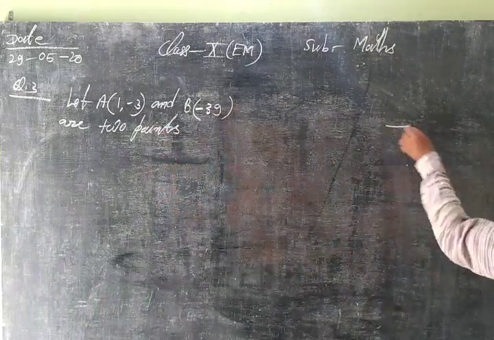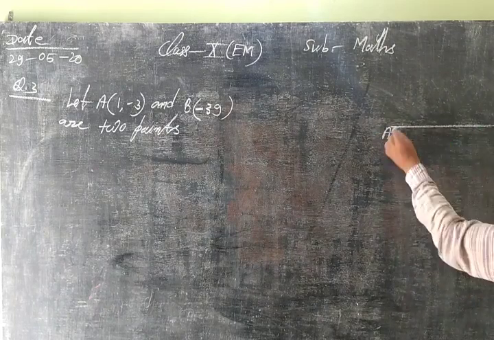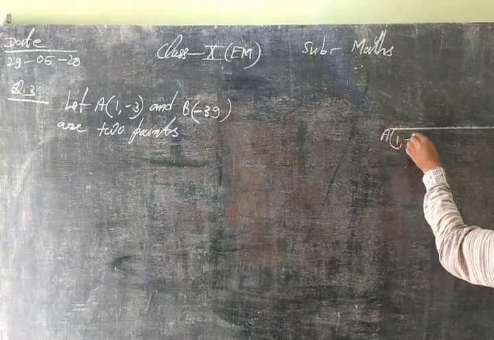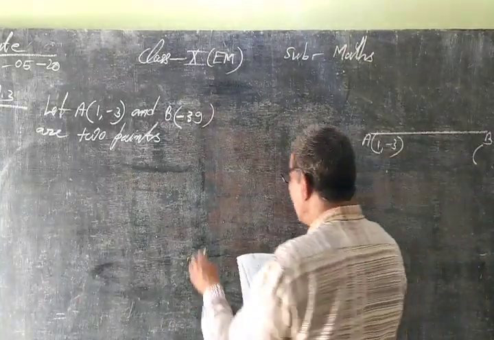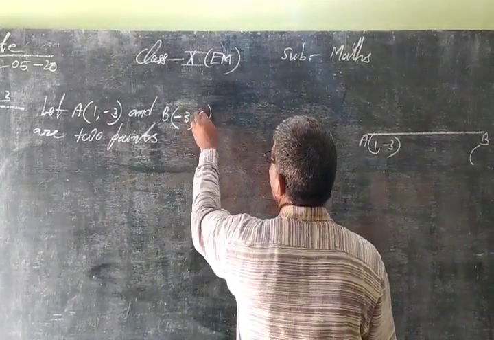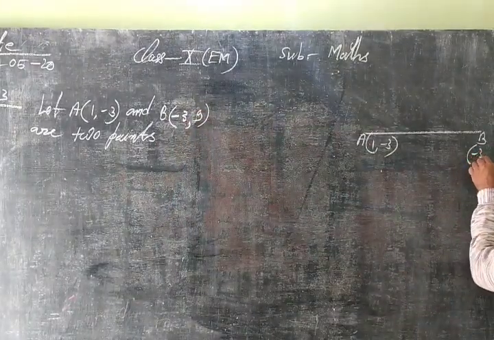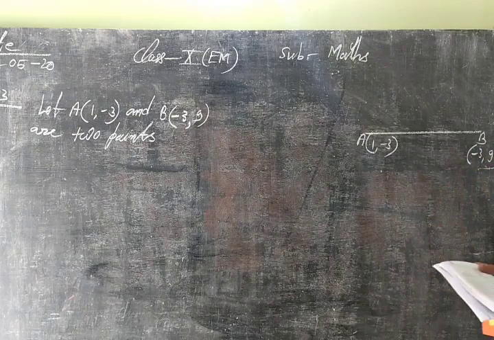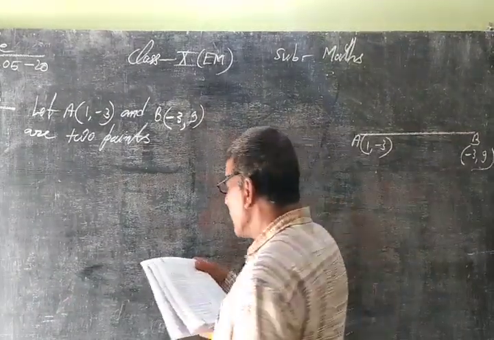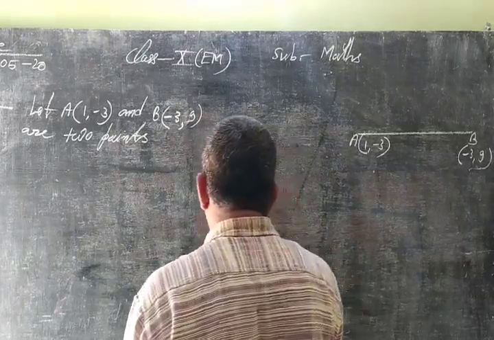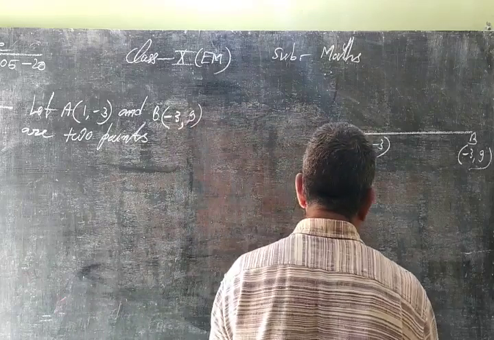ये बेटा इसका डायग्राम भी आप देख लीजिए. ये A है, ये B है, ये 1, ये -3 और ये -3 और 9 है. Prove that origin 0 divides the line joining the points in 1:3.